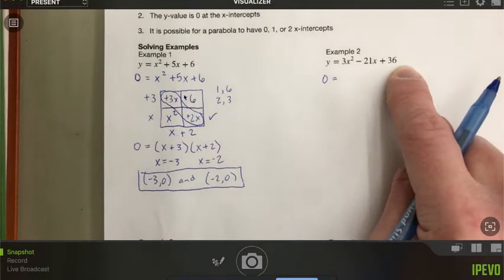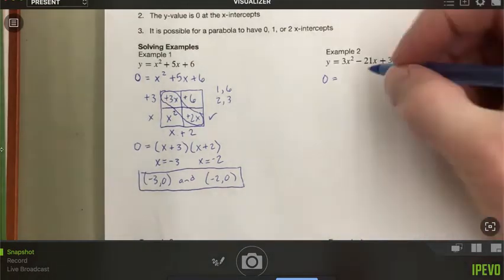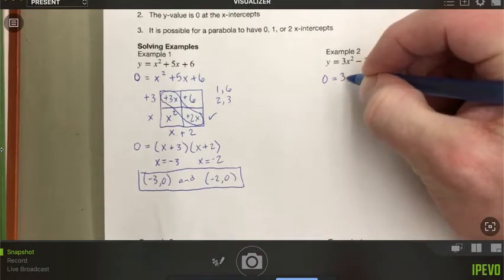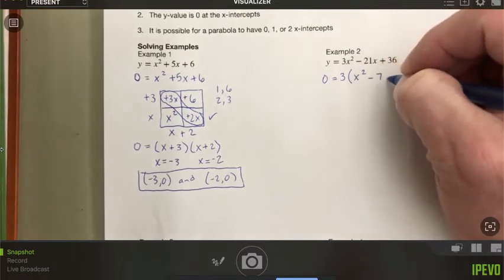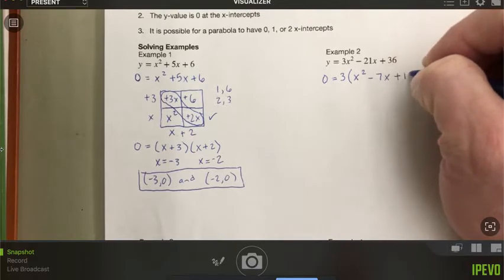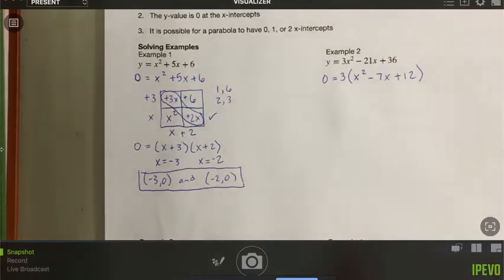Can 36 be divided by 3? For sure. That'll get me 12. And so since I can divide everything by 3, I'm going to put that 3 in front of parentheses and then make sure I've divided all the terms.